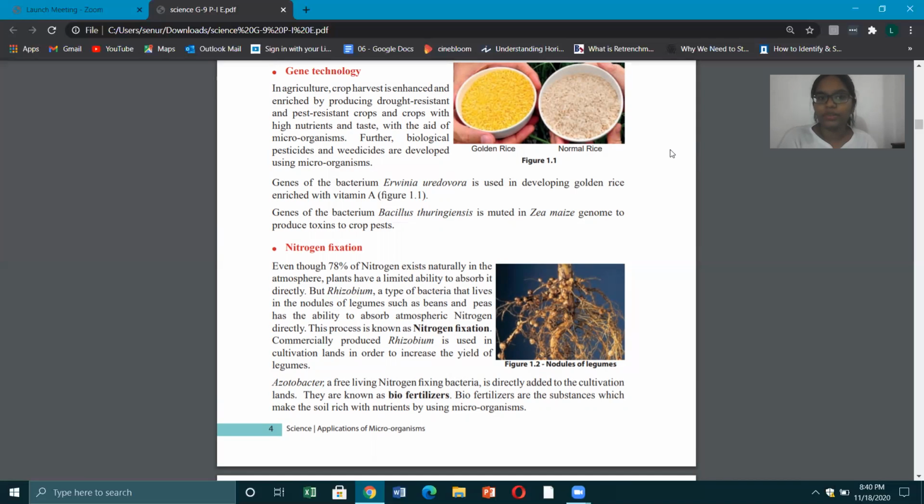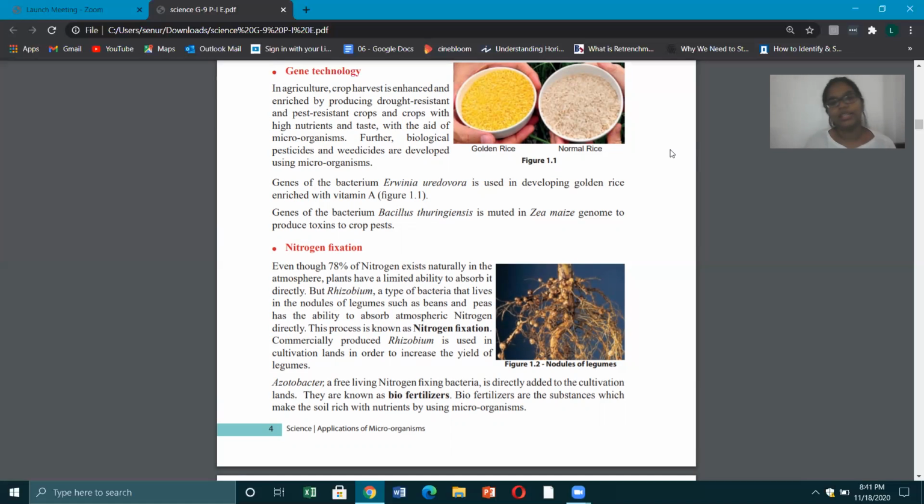But for that they use the genes of this bacterium. So now these are real world, practical world examples. What are those? The first one is they made golden rice because normal rice did not have vitamin A, but golden rice has vitamin A, which it got from beta carotene, which is produced by the genes of this bacterium Erwinia uredovora.